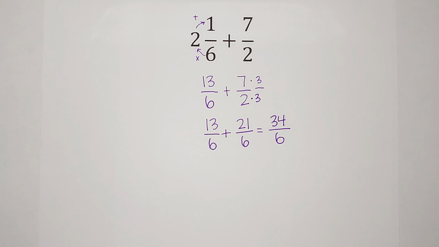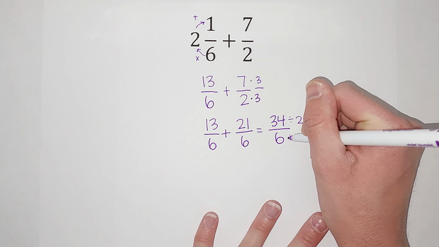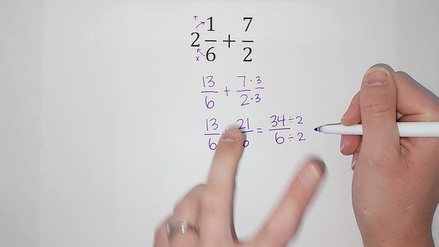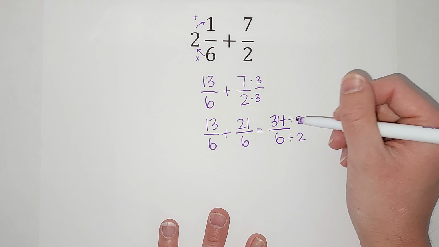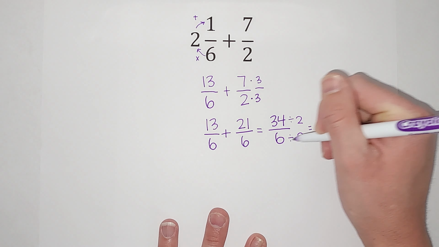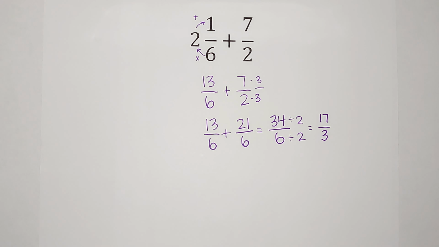So I ask myself, what goes into both these numbers? And I notice they're both even, and so 2 can go into both of them, okay? So I'm going to divide by 2 on the top and the bottom. This is just like up here, where as long as I do it on top and bottom, I'm okay. So 34 divided by 2 gives me 17. And 6 divided by 2 gives me 3. Okay, so 17/3 is my answer.